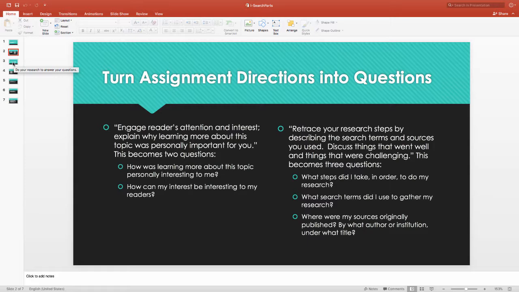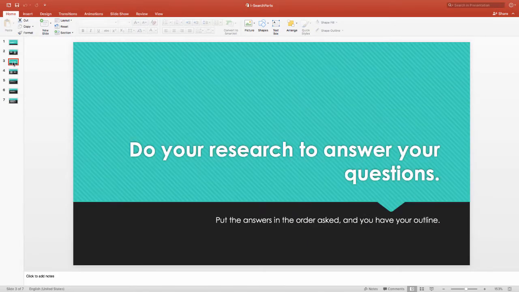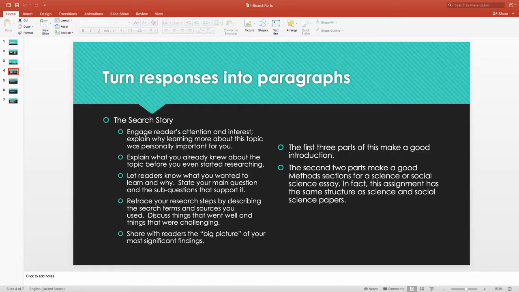So you want to use these questions to help you develop the parts of your paper. You're going to do research to answer your questions, and you're going to put the answers in the order asked, and that gives you your outline. And of course, it's much easier to draft a paper when you have an outline to go off of than to try and wait for things to just magically happen on the screen in front of you.